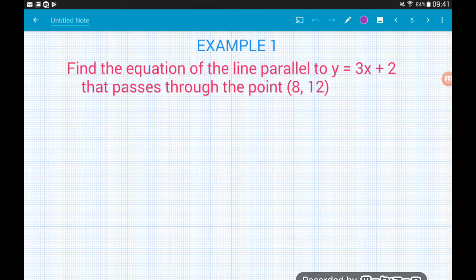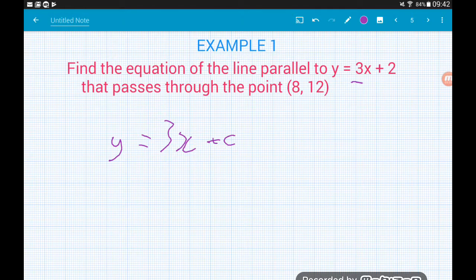Find the equation of the line parallel to y = 3x + 2 that passes through the point (8, 12). So if two lines are parallel, it means they have exactly the same gradient. So the only important bit of information from y = 3x + 2 is the 3. So that tells us that if our line is parallel to 3x + 2, then it's something to do with y = 3x and then add the c on the end.